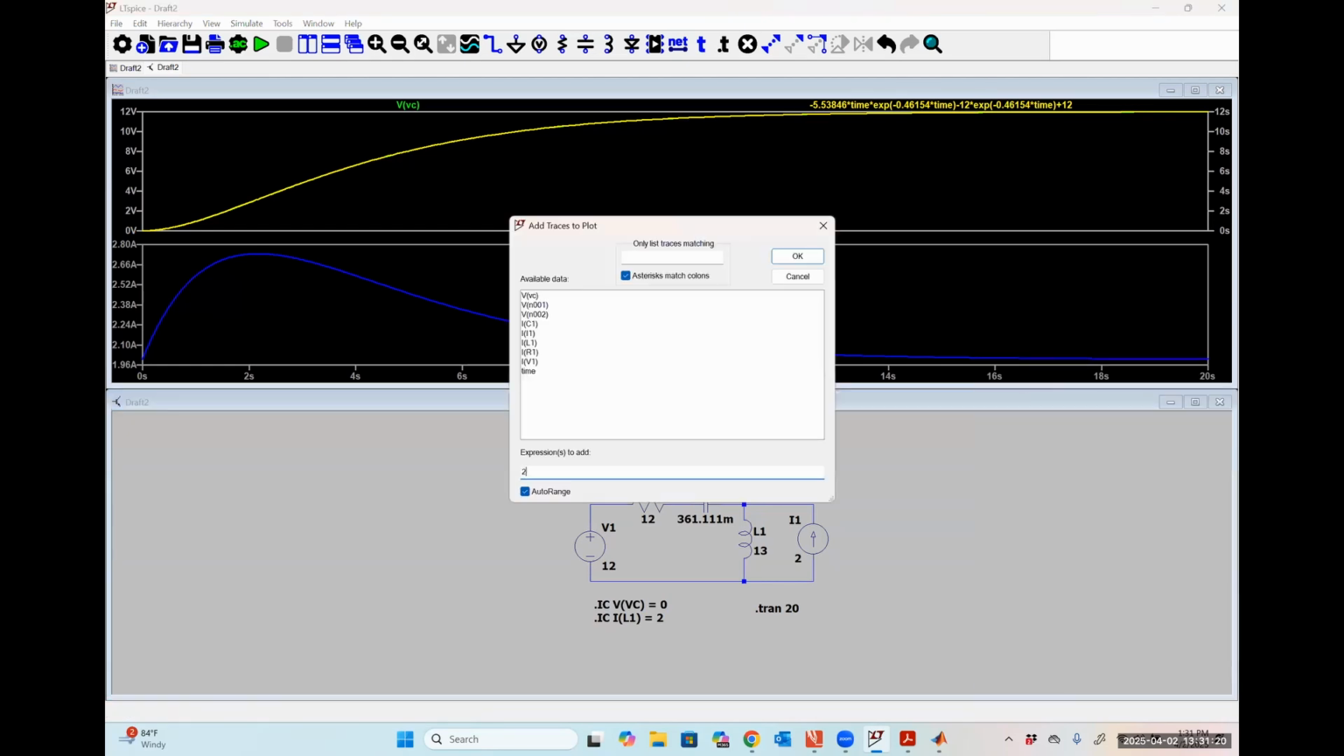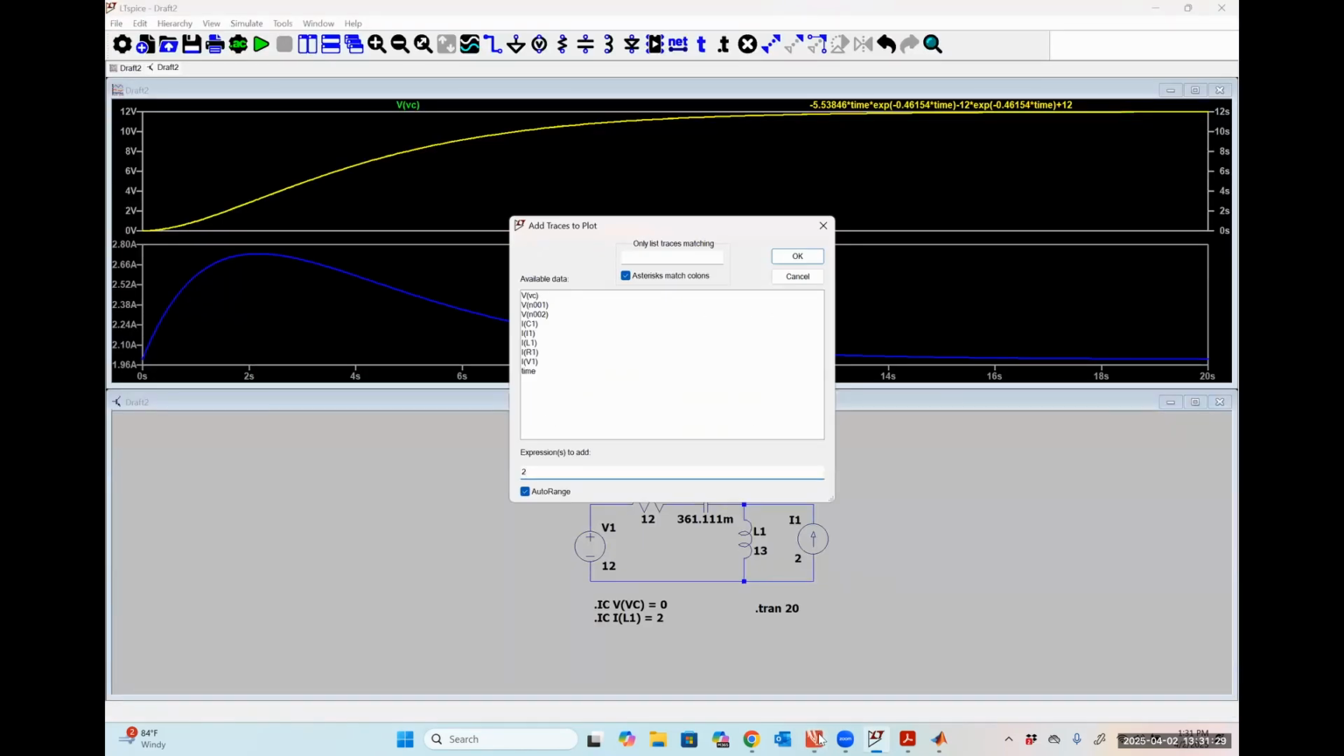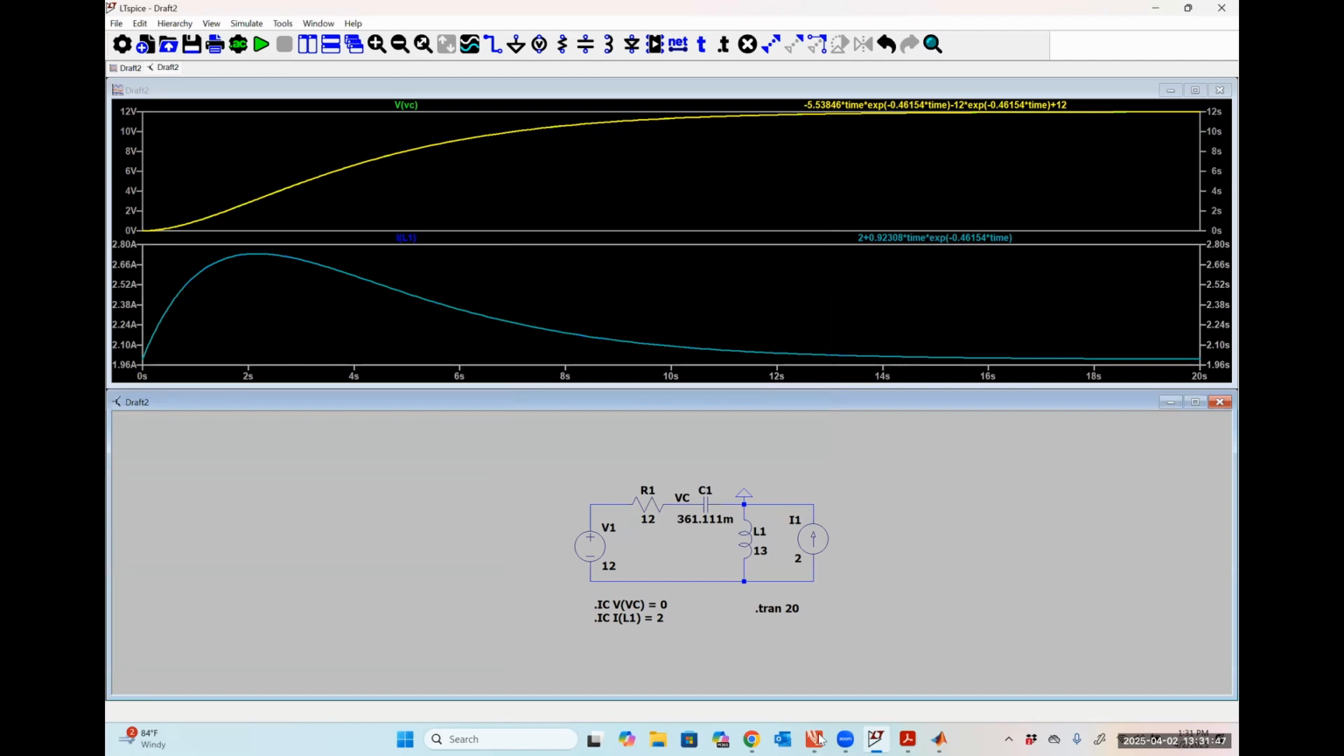So that's going to look like 2 plus, maybe? Yeah, plus 0.92308 times time times the exponential of negative 0.46154 times time. Perfect. Okay.